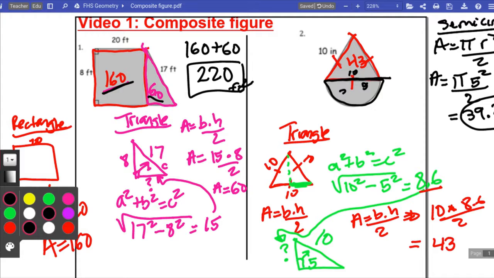All right, that is 39.25. All you have to do now is add them up. So you're going to add up your 43 plus your 39.25. We get 82.25. Ladies and gentlemen, we are done.